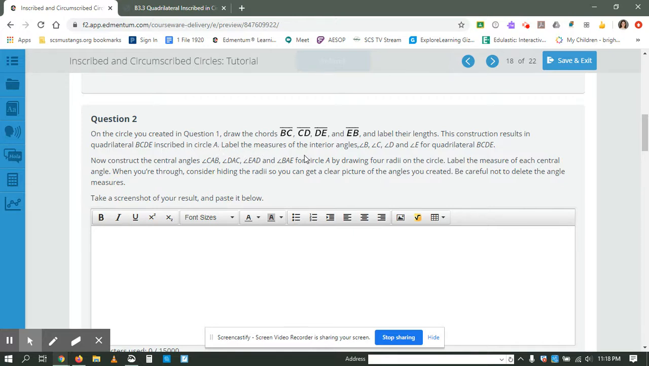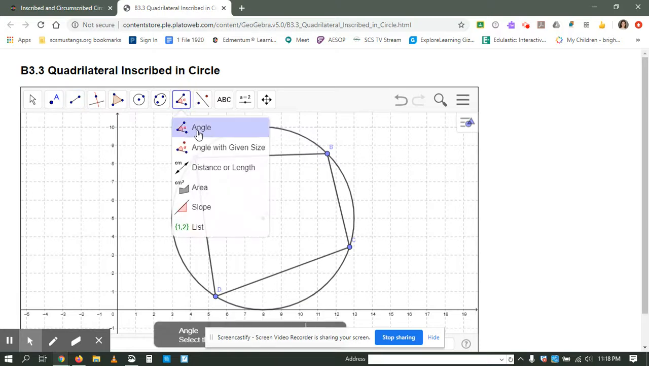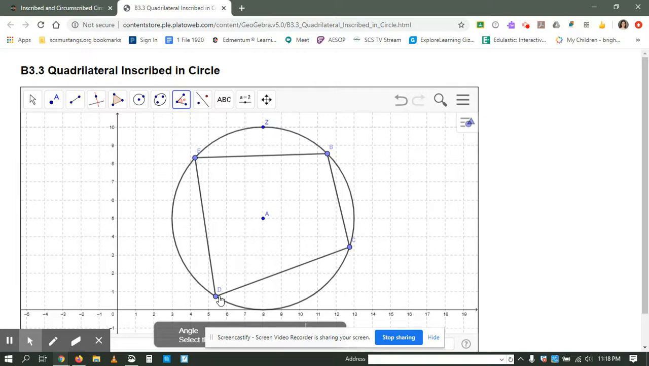They want us to label the measures of the interior angles, angle B, angle C, angle D for quadrilateral BCDE. So this is our measurement tool, and we want to do angle. I think you've got to do this in a certain order to get it to go on the inside. Yeah, it's clockwise. So there's our angle there. And then I'm going to do the same thing for all 4, making sure I keep going the same direction.